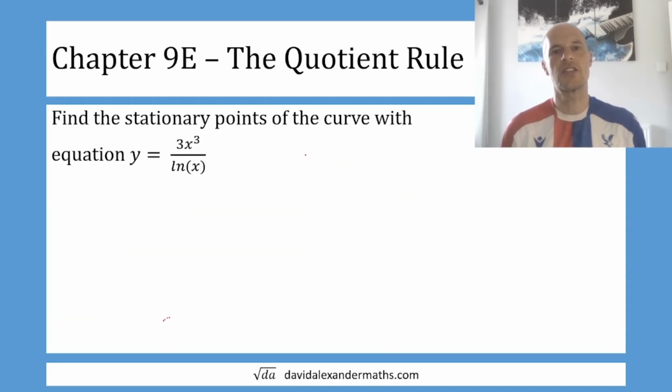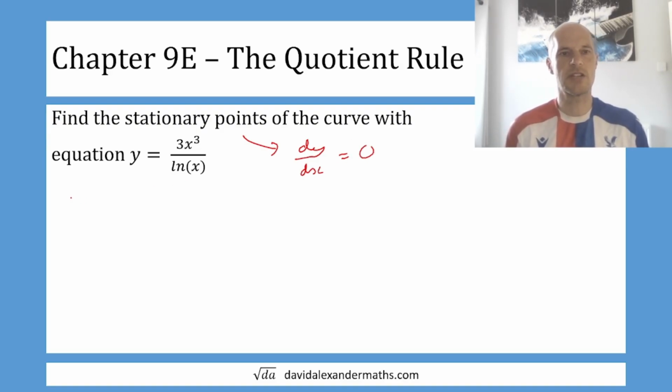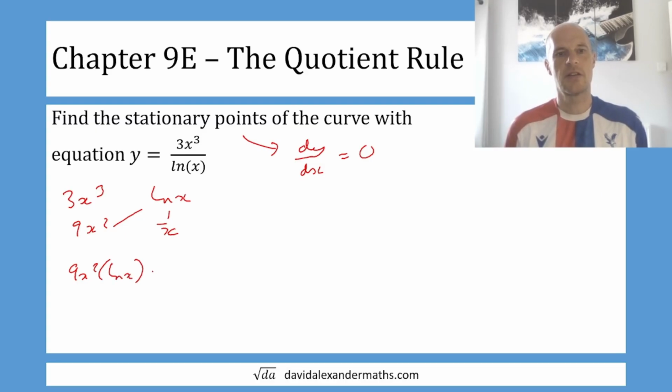Okay, so here we need to find the stationary points. Now the key thing with stationary points is that the derivative equals 0. So using the quotient rule, let's work out the derivative of 3x cubed over ln x. So 3x cubed goes to 9x squared and ln x goes to 1 over x. So dy by dx is going to be 9x squared times ln x. Take away 3x cubed over 1 over x, which is going to be 3x squared, and that is going to be over ln of x squared, and all of that is going to equal 0.